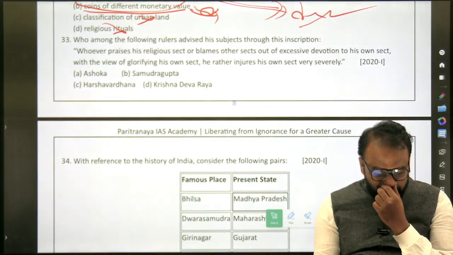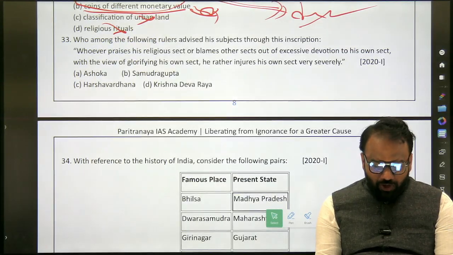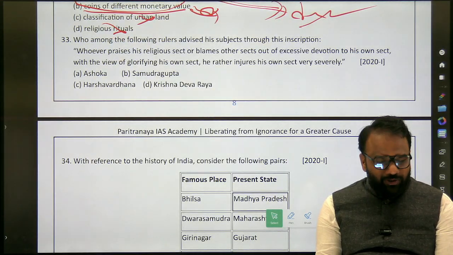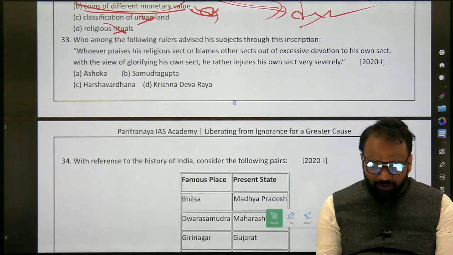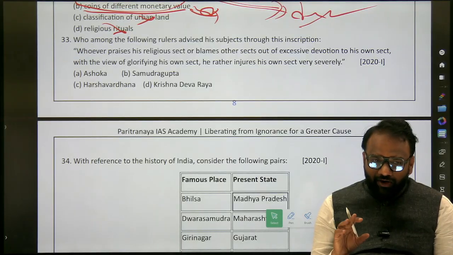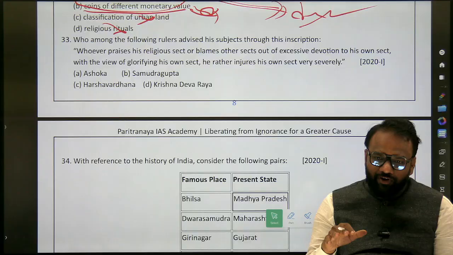Next, who among the following rulers advised his subjects through this inscription? Whoever praises his religious sect or blames the other sects out of excessive devotion to his own sect, with a view of glorifying his own sect, he rather injures his own sect very severely. Okay, Ashoka. In the previous batch, we had not discussed this aspect at a detailed level, but for this batch we have discussed in detail.